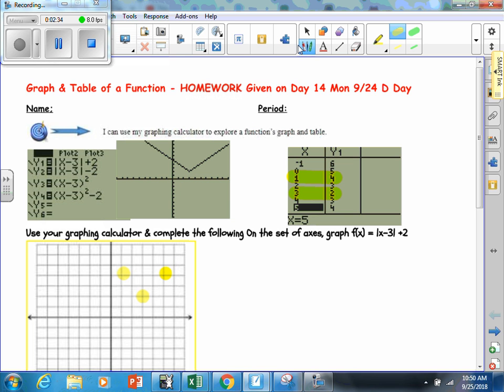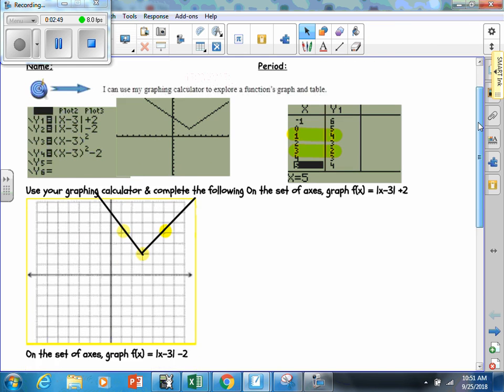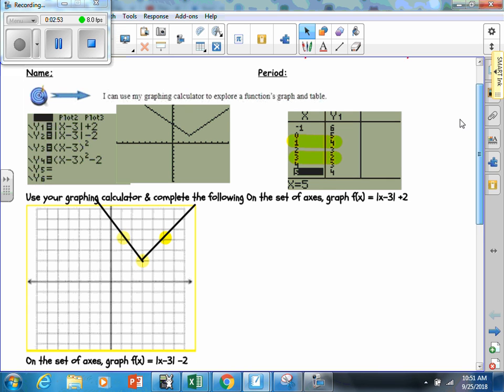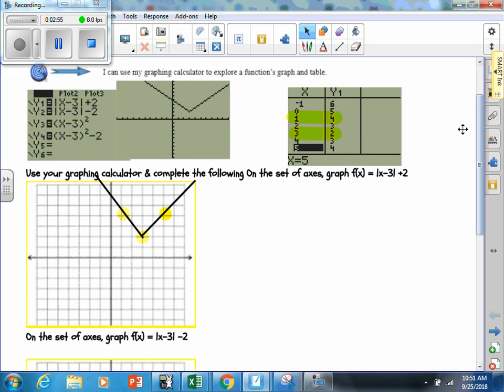And then I would just be connecting the lines. And this would be my absolute value question. All right, let's move on. Let's take a look at the next question, which is also an absolute value question. The only difference is instead of adding 2, I'm going to take 2 away.